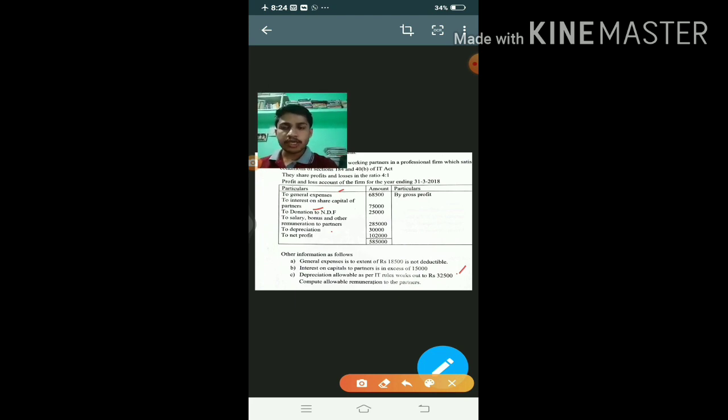So that's why we have to add it back to the net profit, because it is eligible to compute in the taxable income. So that's why 18,500 rupees is going to be added back as a non-business expense.